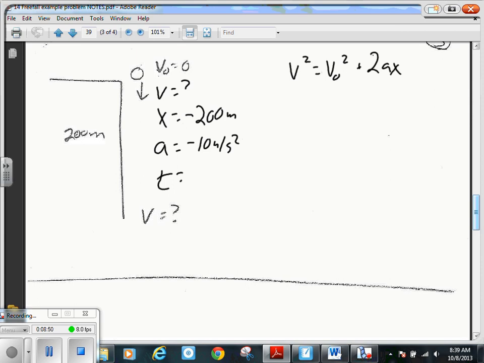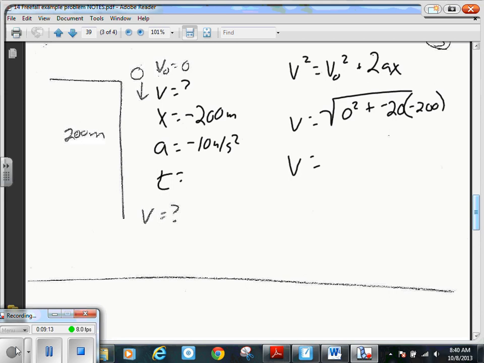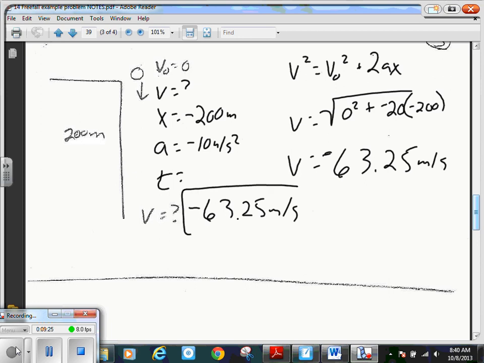So we're looking for v. So it's the square root of 0 squared plus a negative 20 times a negative 200. Okay, so v is the square root of that, which is 63.25 meters per second in the negative direction. So negative 63.25 meters per second. Okay. Could we find time if we wanted to? Yeah, v equals v sub naught plus at.